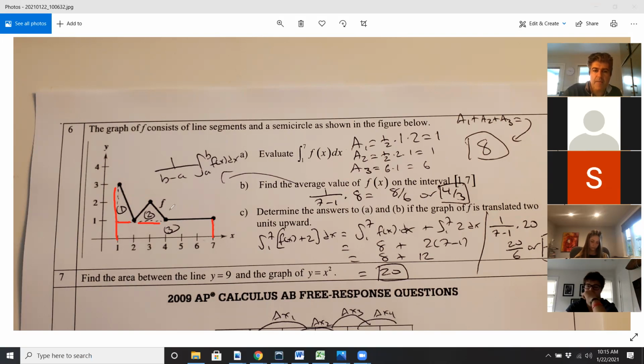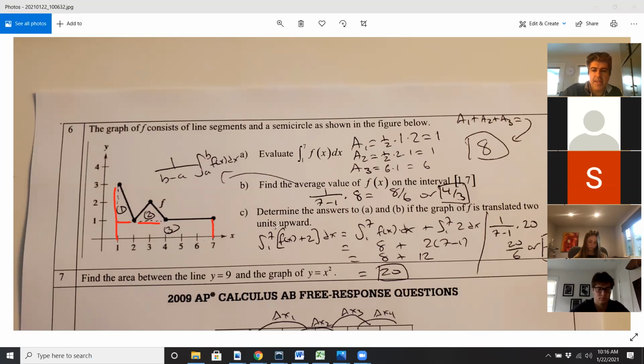So find average value. Remember, average value is 1 over b minus a times the integral from a to b of f of x dx. Well, we already evaluated the integral from a to b of f of x dx. That was 8. The fraction part, 1 over b minus a, well, my a and b are 1 and 7 respectively. So 1 over 7 minus 1 times 8, 8/6, or 4/3.